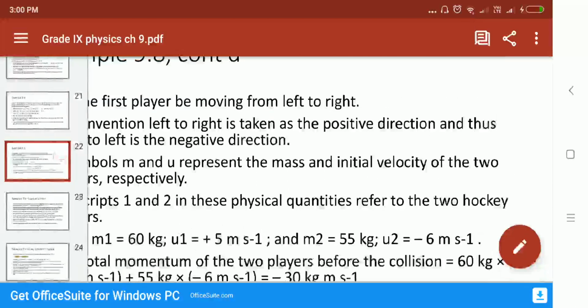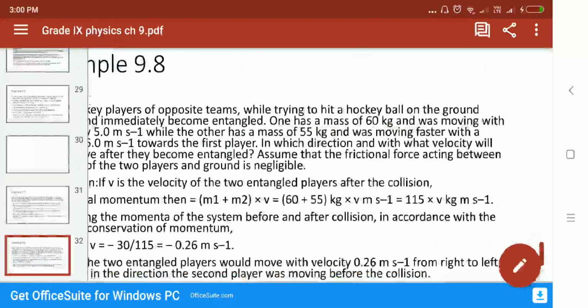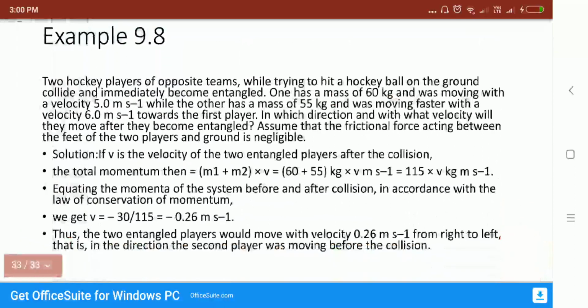After collision, for example, their velocity is v. So total momentum after collision is m1 plus m2 into v. So in that equation we have 115 into v kilogram meter per second. Compare initial momenta and final momenta. Initial momenta we had derived as minus 30 kilogram meter per second, and final momenta is 115 into v kilogram meter per second. So v we have minus 0.26 meter per second.